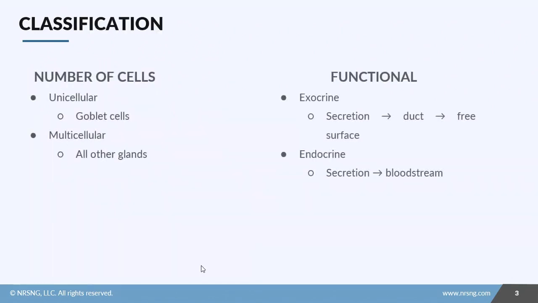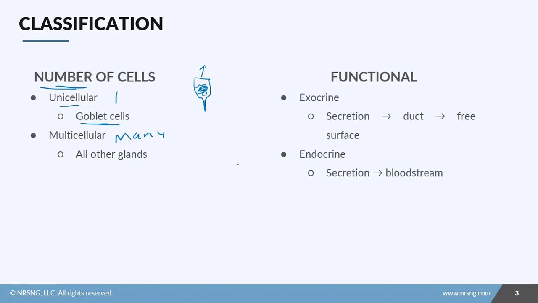Now, we classify glands in a couple of ways. The first is by the number of cells. They're either unicellular, which means one, or multicellular, which means many. There's only one unicellular gland, and that is the goblet cell. If you see a goblet cell through a microscope, it literally looks like it's shaped like a goblet, and basically there's just mucus in there, ready to secrete. Everything else is a multicellular gland.